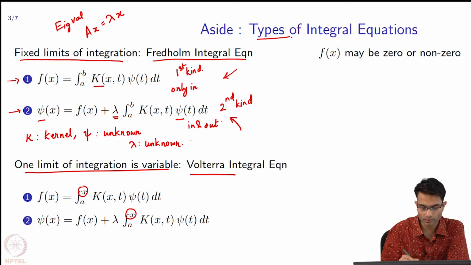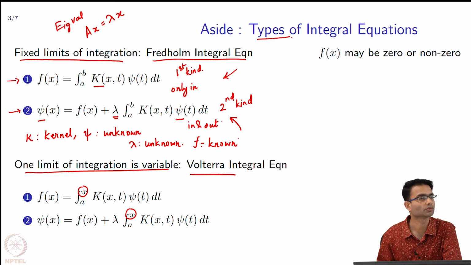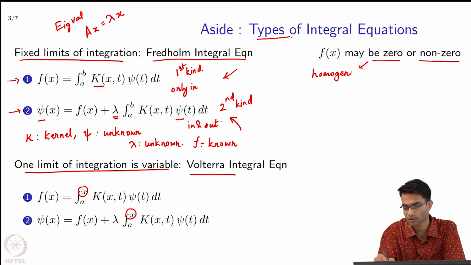This f over here had better be known, otherwise you can't solve the problem. Okay. This f may be 0 or it can be non-zero. If it is 0, standard terminology, we will call it a homogeneous equation, and else I call it non-homogeneous.